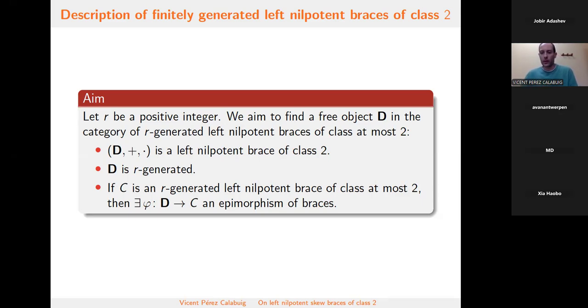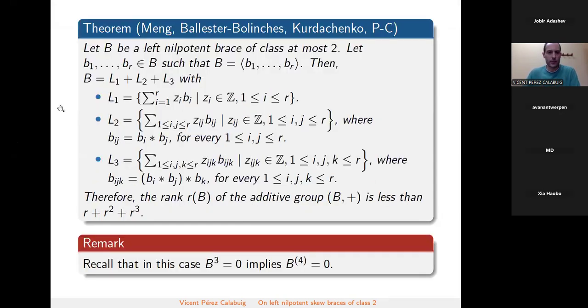Okay, so we know that a skew brace consists of two group operations, so we need to describe both the additive group and the multiplicative group of this free object. So for the first main result, we can assume that B is left nilpotent of class at most 2, and we can assume that B is r-generated. So it is generated by a set of elements b1 to br.